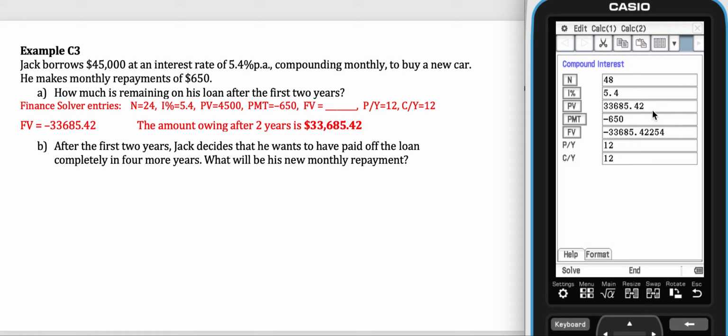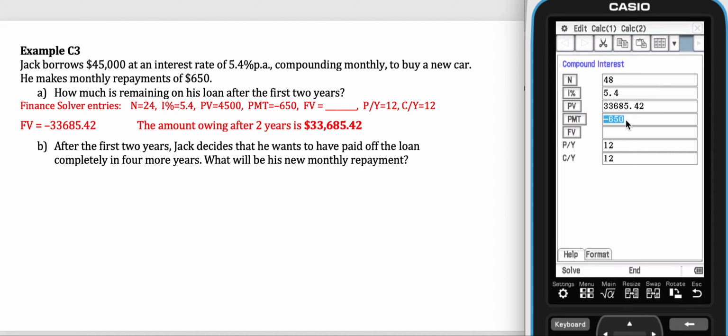$33,685.42. But because that's now the principal value, we're thinking of that as the amount we've borrowed, and that becomes a positive number. So it's a little bit confusing there, but when we do this in stages and a future value becomes a present value, the sign actually changes. So when we thought of it as a future value in part A, it was negative, but now that it's a principal value, it's a positive number.